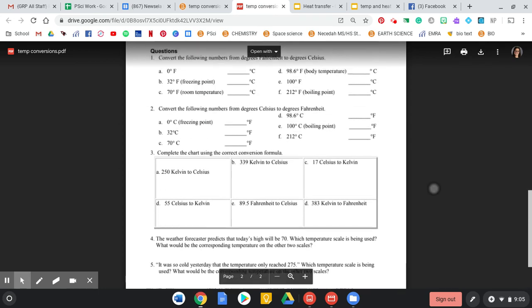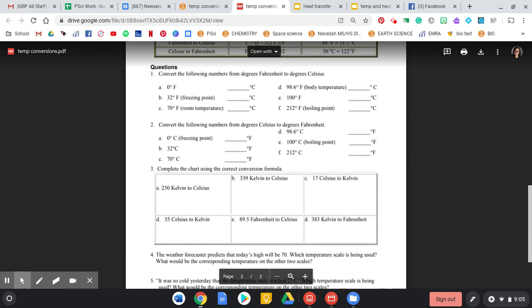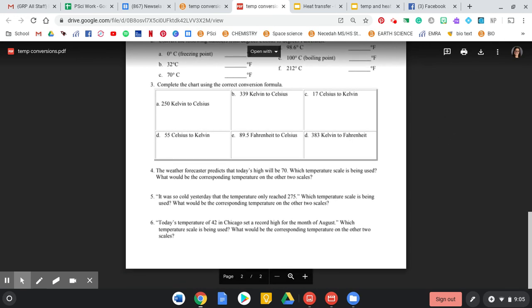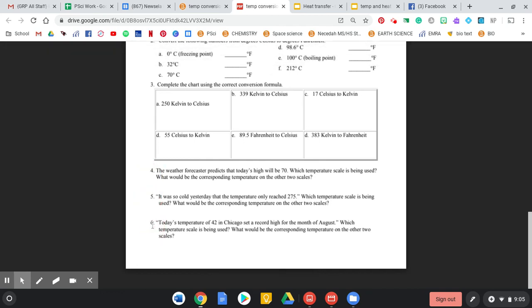So if you want to do the whole practice sheet because you feel like you need that much practice, you can. But I highly recommend doing these three at the bottom, 4, 5, and 6. I'll be posting the answers to those so you can check your work.